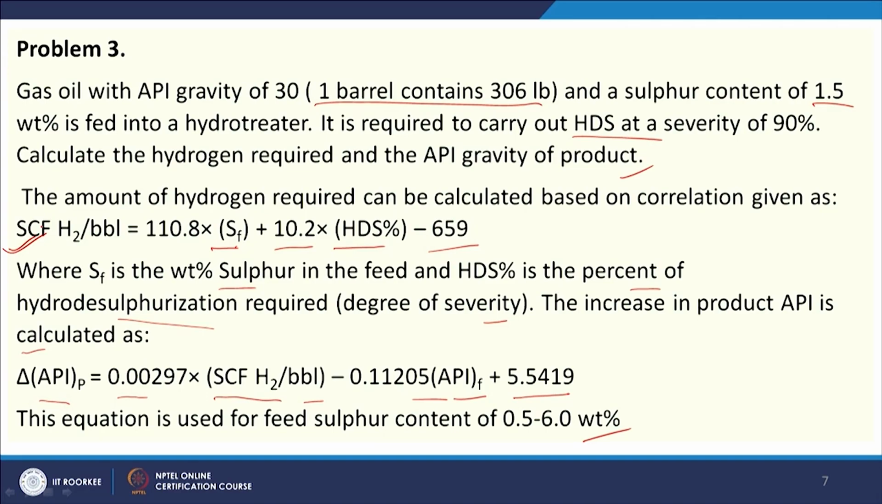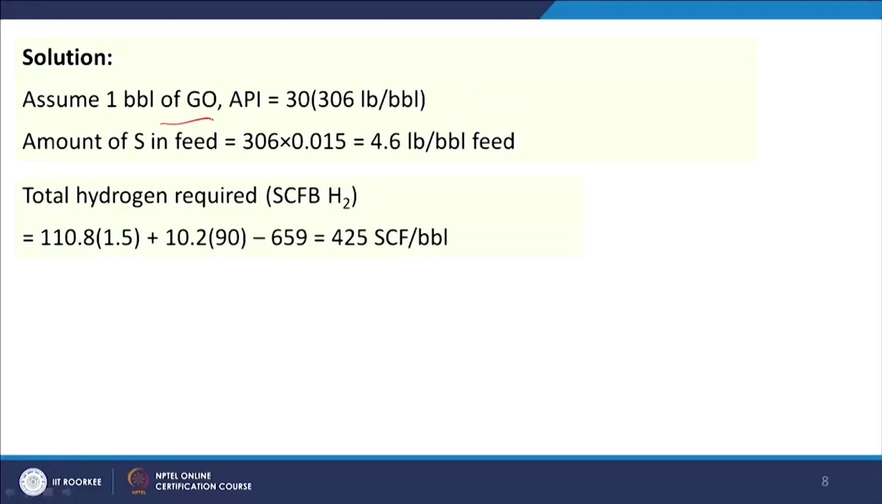So, how will we do it? We assume 1 barrel of gas oil. API is equal to 30, which means 306 pound per barrel is provided. What will be the sulfur in feed? It is 1.5%, so we have 306 pound times 0.015, which gives 4.6 pound of sulfur per barrel of feed.